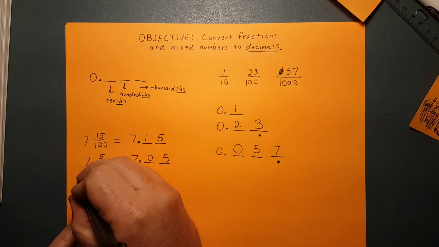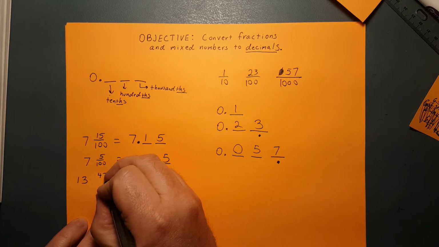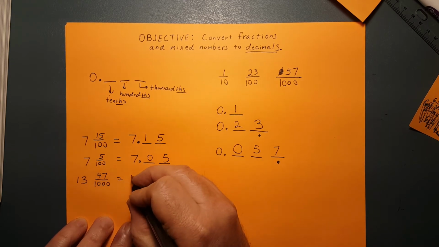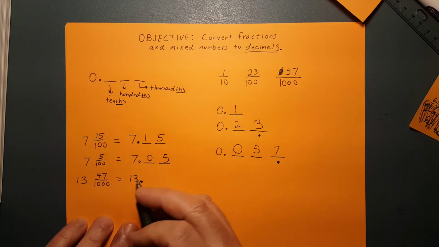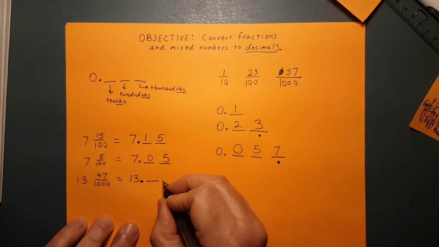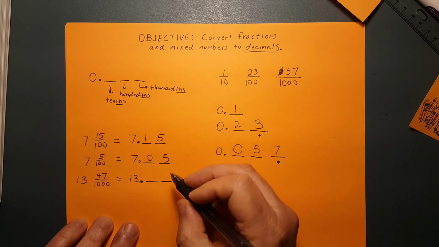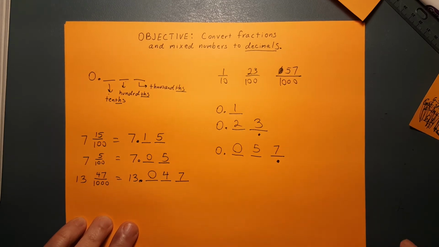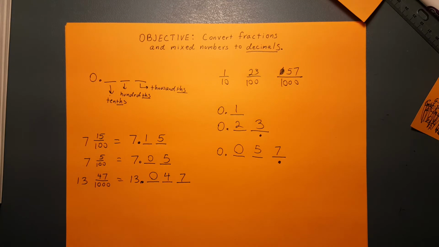Okay. How about 13 and 47 thousandths? Okay, 13 and. Now we're going to need thousandths. Tenths, hundredths, thousandths. The 47 has to end at the thousandths place, which means we need a 0 to fill in over here. So that is the gist of our assignment today.